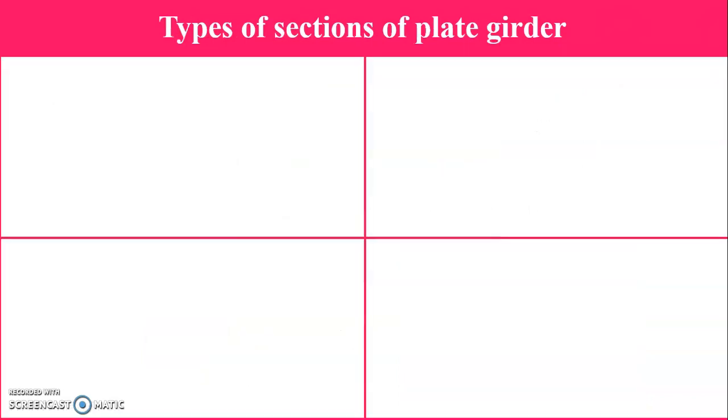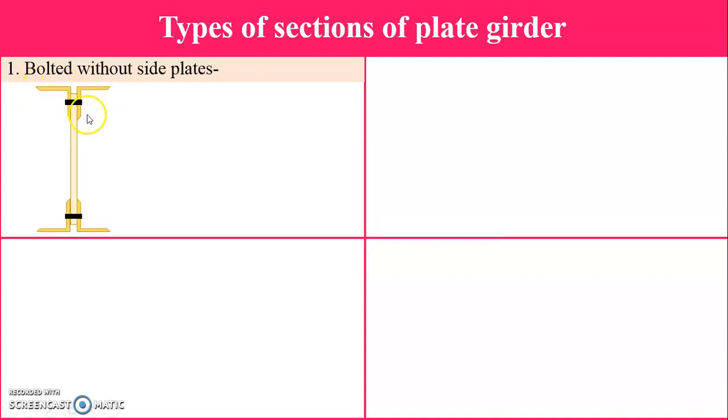Now, we will go through the types of sections of plate girder. First is the bolted plate girder without side plates. So here the two flange angles at top and bottom are connected with the help of bolts to the web plate. So this is the simplest type of plate girder.